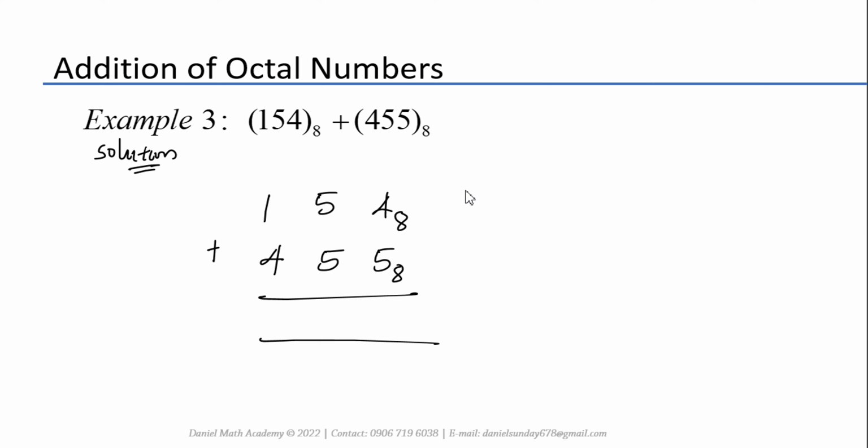4 plus 5 is 9. 9 is greater than the base, so I'm not going to write 9 here. I'm going to divide 9 by the base. So 9 over 8 gives me 1 remainder 1. I'm writing down the remainder, which is 1, and I'm carrying this other 1 to this other number. This makes it 6. 6 plus 5 is 11. So I'm going to divide that by the base 8. This gives me 1 remainder 3. So I'm going to write the remainder, which is 3, and then carry this other 1 here.